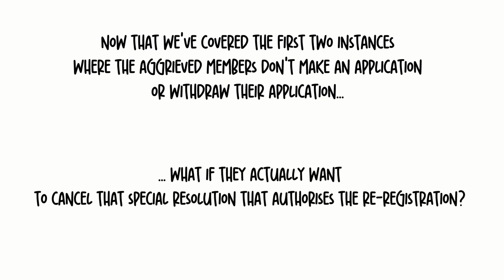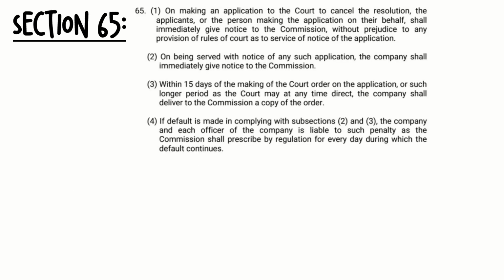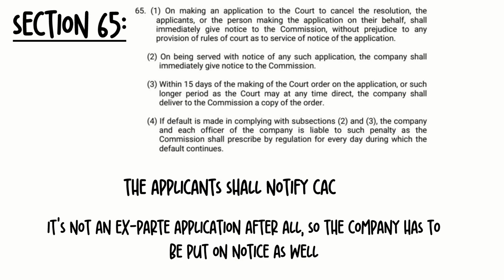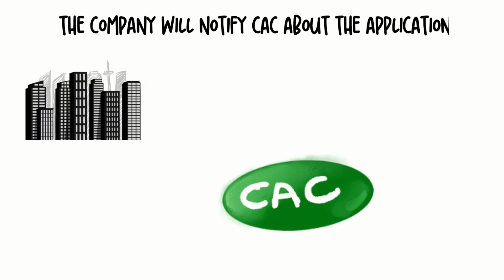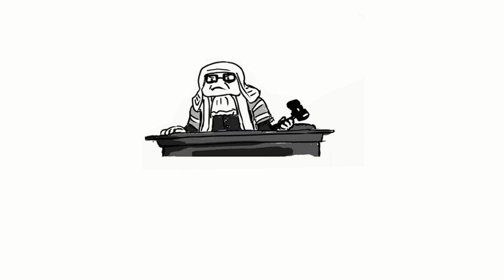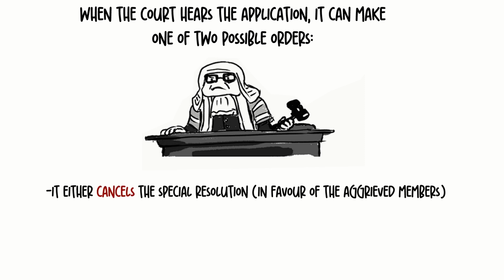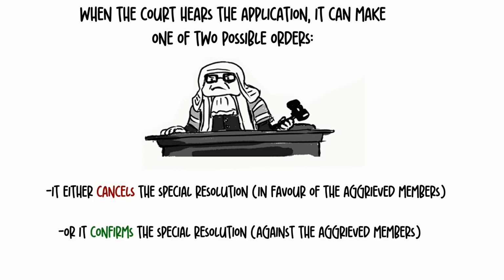But what if they decide to go through with it? Well, when they make the application to the court, then the applicant shall give notice of such application to CAC and to the company. So when the company receives the notice of the application for cancellation, then the company shall notify CAC. When the court hears this application, there are two ways this can go. The court either makes an order cancelling the special resolution, which means that there will be no re-registration, or the court makes an order confirming the special resolution, which means that there will be a re-registration.